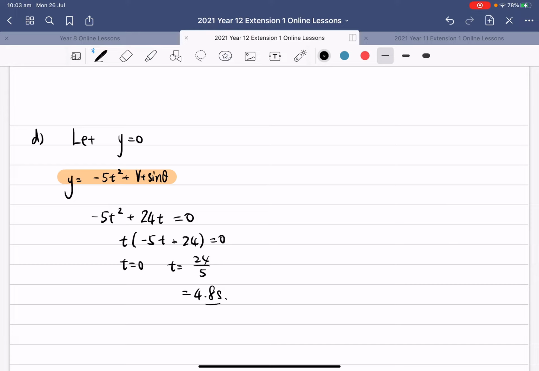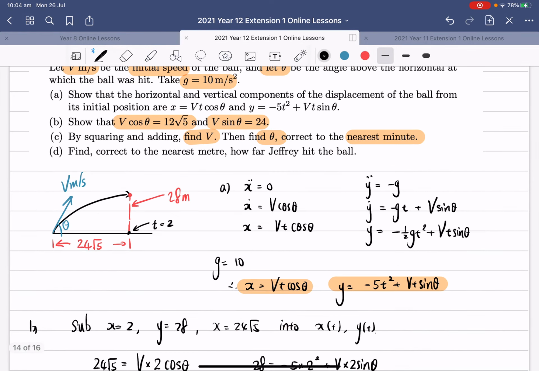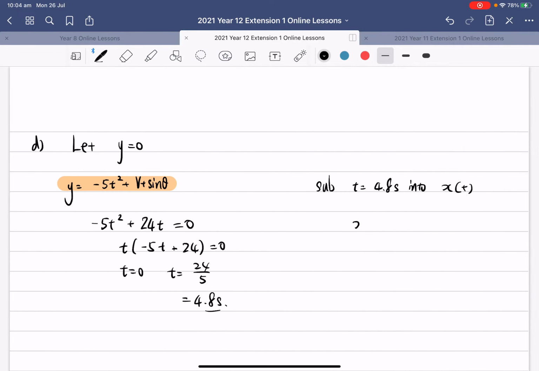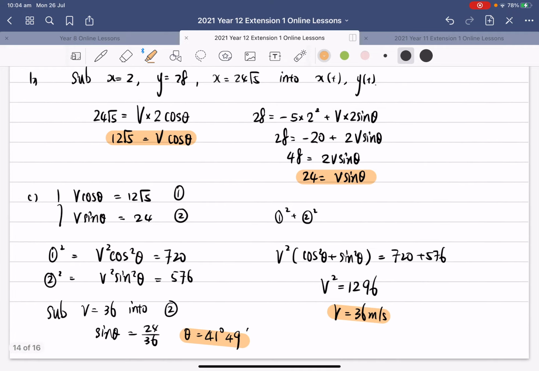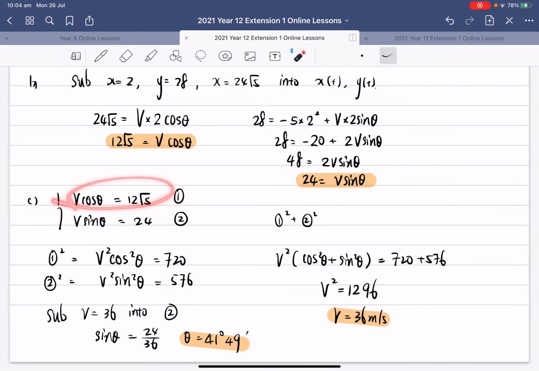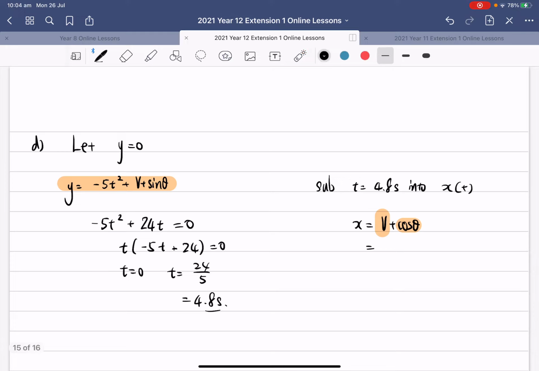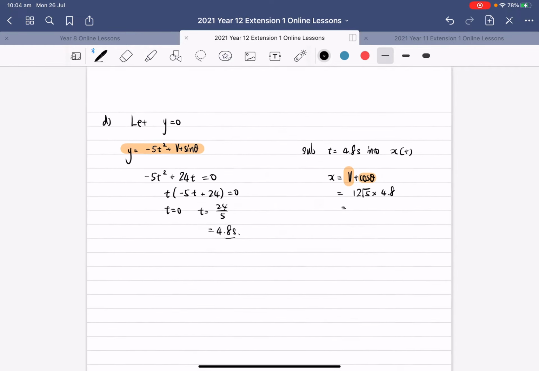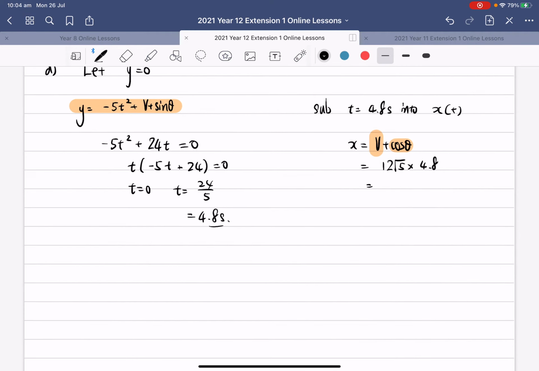All right, so then all I have to do now is substitute t equals 4.8 seconds into the x component, which is vt cosine theta. So x is equal to vt cos theta. Now, again, we know what v cosine theta equals. V cosine theta is equal to 12 square root of 5. So all we have to do is use 12 square root of 5 multiplied by the time, and we should be able to end up with a number here. What does the question ask us to do? To the nearest meter. So that's 128.79 meters.